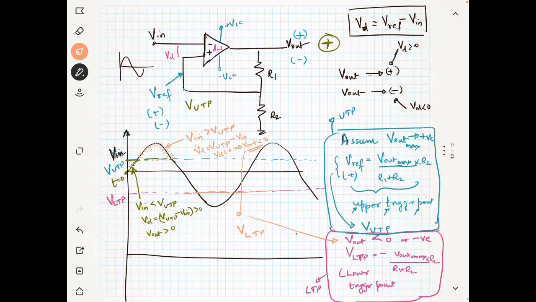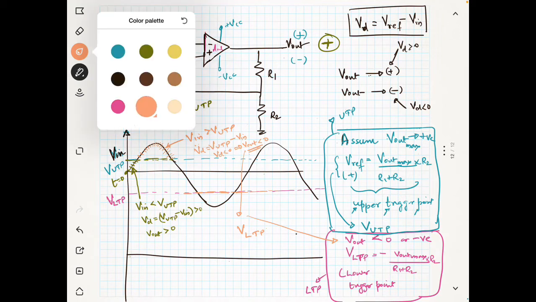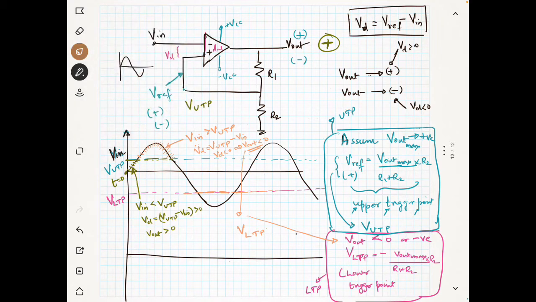So what is happening now? Now you see, I will use a different color. Okay, fine. Now the output has changed to minus. Now the comparison point is VLTP. So you see here, now the comparison point is VLTP. This is now the comparison point. So what is happening? The comparison point has changed. Now we will see some point here.